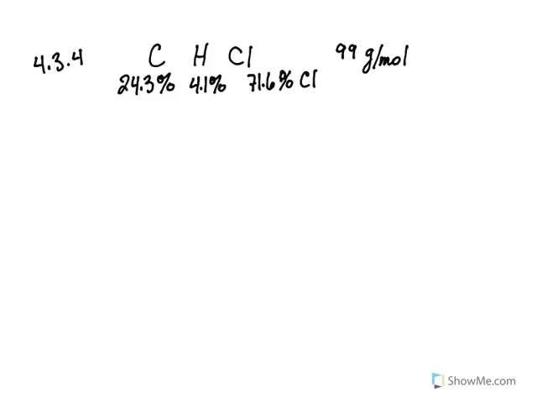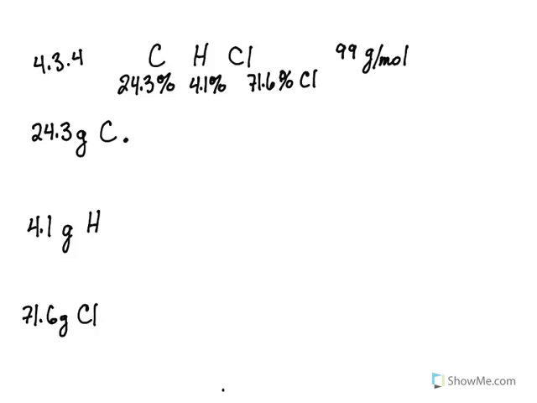So now that that's taken care of, we can assume percent to grams and assume we have 100 grams of our substance. So if we had 100 grams of our substance, 24.3 grams of it would be carbon, 4.1 grams of it would be hydrogen, and 71.6 grams of it would be chlorine. So we start to determine the molecular formula.